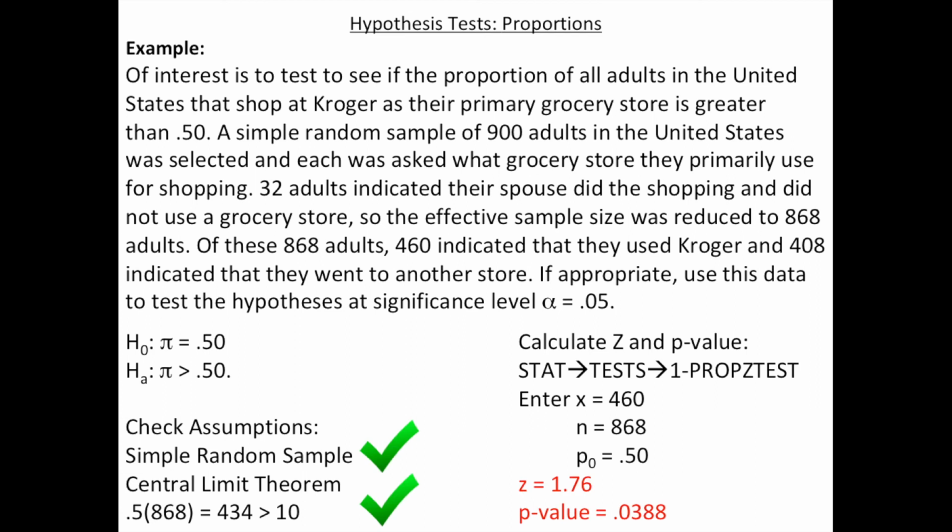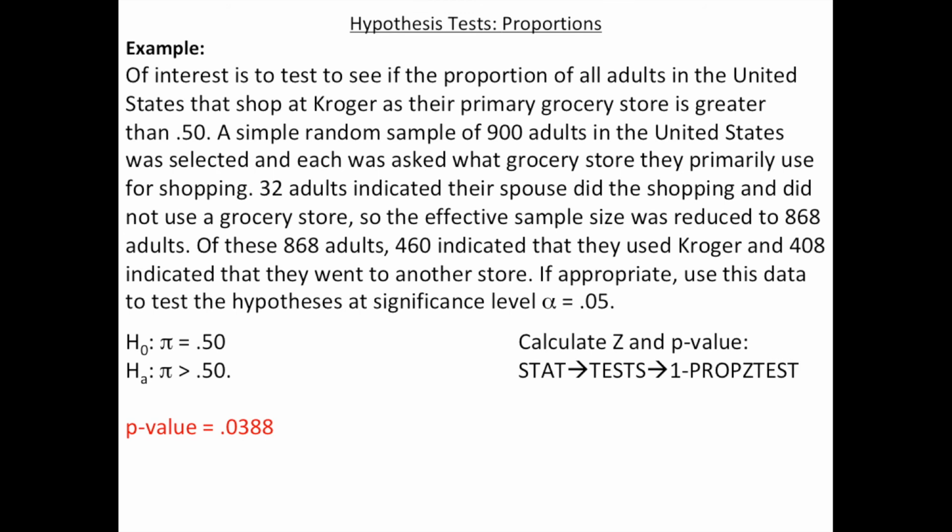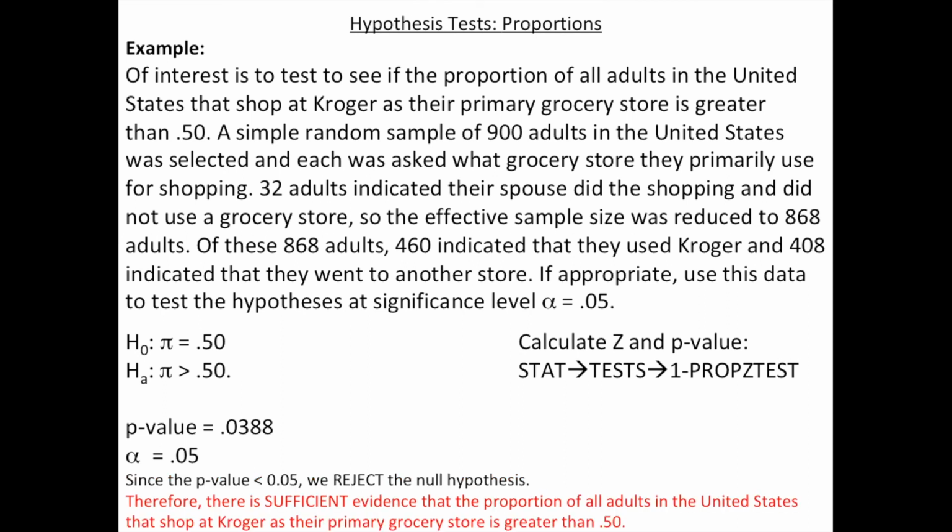Once you calculate these values, we can use the p-value to interpret the problem. In this case, we are comparing to an alpha of 0.05, and our p-value is less than 0.05, so we reject the null hypothesis. Once you state that you're rejecting the null hypothesis, we can say that there is sufficient evidence that the proportion of all adults in the United States that shop at Kroger as their primary grocery store is greater than 0.50.